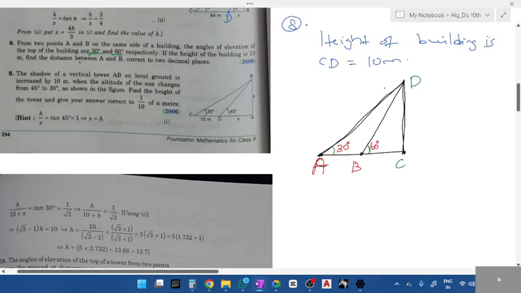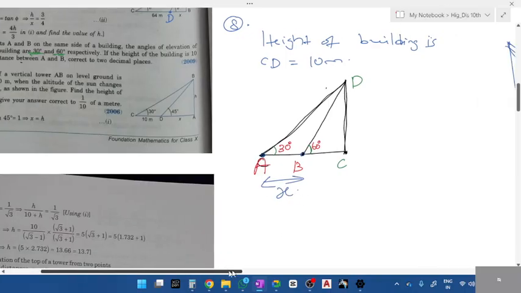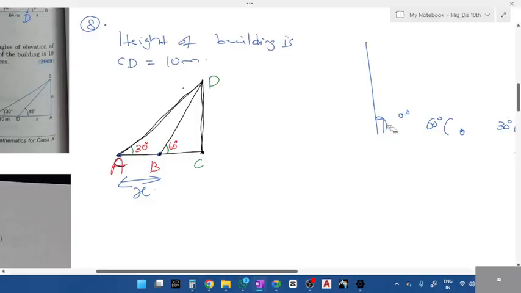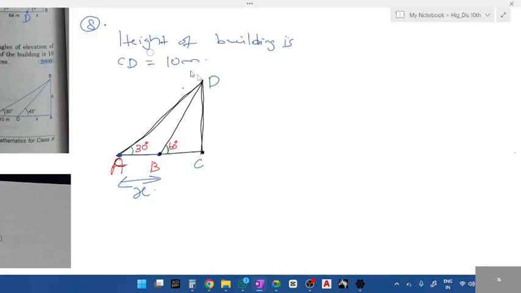See, which distance we need to find? A to B or B to C? Which distance? Tell me, unmute the call. A to B. If we need to find something, what do we take? Total how many triangles do we have here? Two triangles. What is the height of the building? CD is 10 meters, given. Fine, 10 meters. Now, Joanna, can you unmute and answer this? Which triangle shall we start, the smaller one or the bigger one?